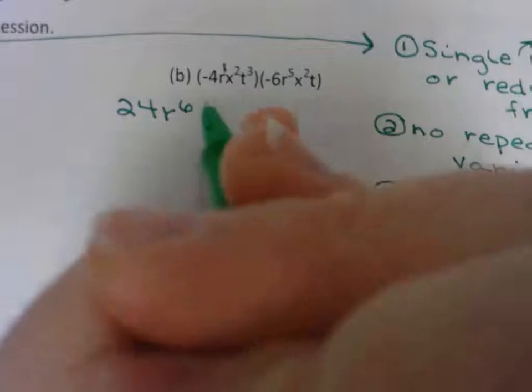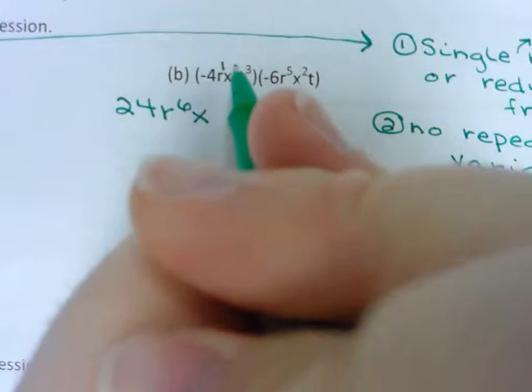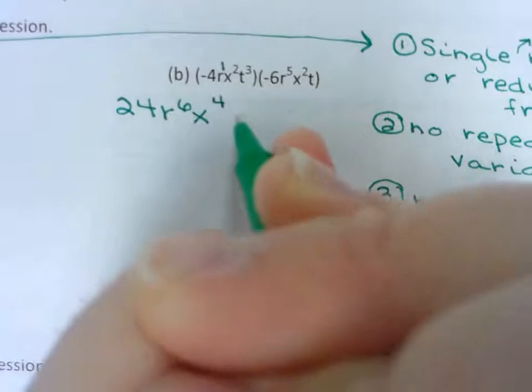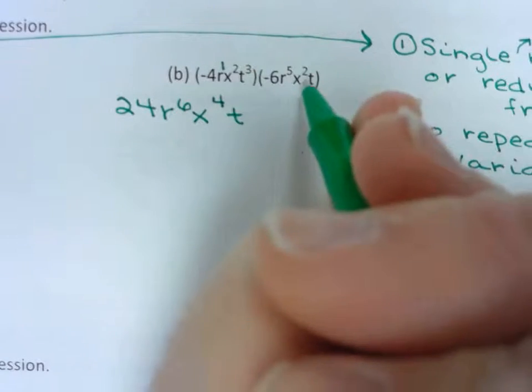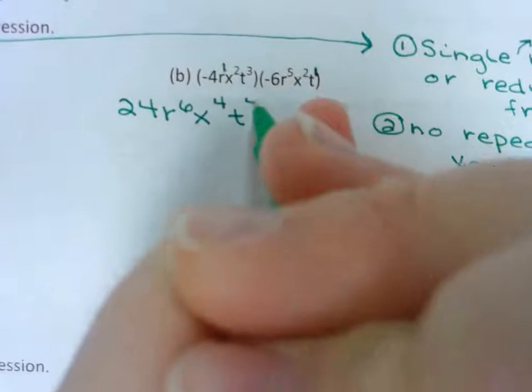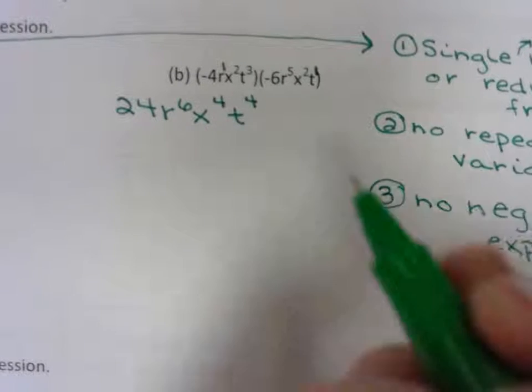Okay? This is going to be x to the 4th. That's going to be t to the 3rd times t to the 1st is going to be t to the 4th. Now check your 3. I have it down to a single whole number. I don't have any repeating variables. It goes r, x, t. I don't have more than once. Do I have any negative exponents? No. So that is simplified.